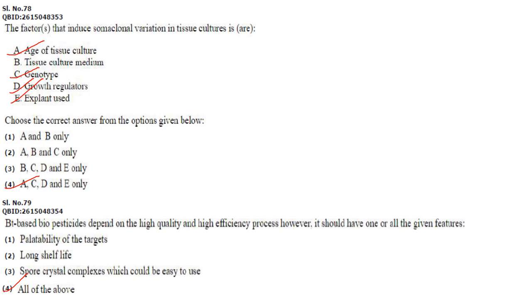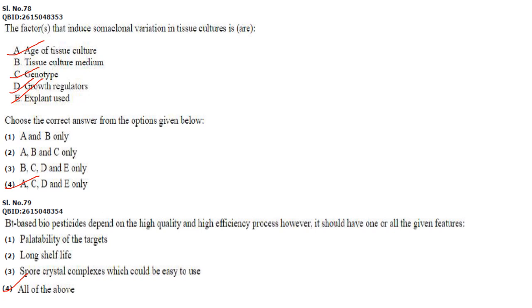Palatability of the targets. Yes. Bt based biopesticides depend on a high quality and high efficiency process. However, it should have one or all of the given features. Palatability of the targets means it should be palatable. Targets here means the insects. It is a pesticide, a Bt based biopesticide, so it should be palatable by the insect.